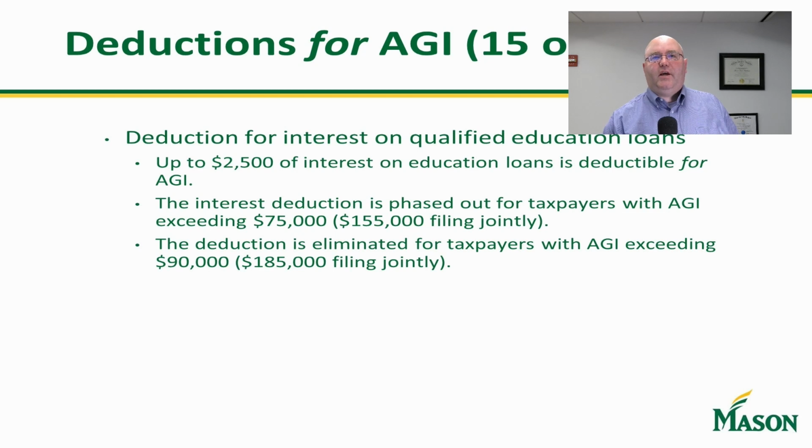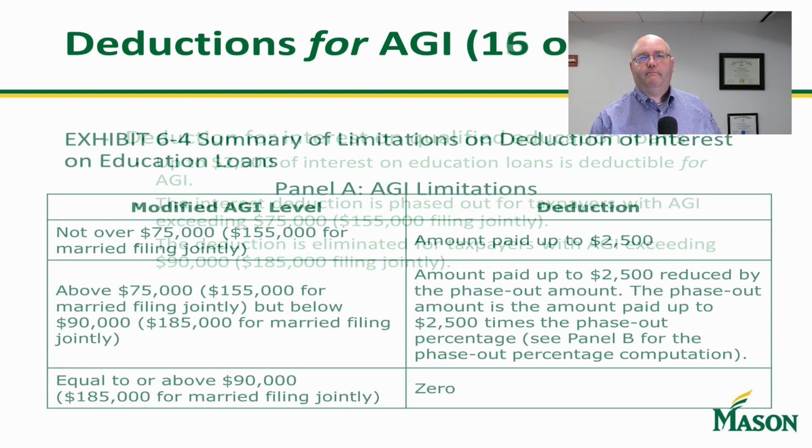Deduction on qualified education loans. Yeah, your school loans that you have here, you can get a tax deduction for it, but be careful. Once you start making that $75,000 or more, which in this area is not hard to do, you start getting limited on it. And then once you make more than $90,000 if you're single, $185,000 if you're joint, then you lose it completely.